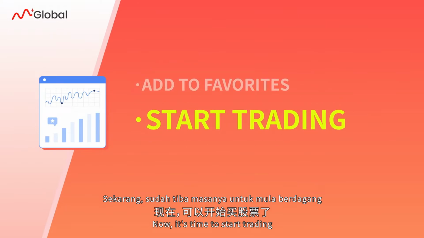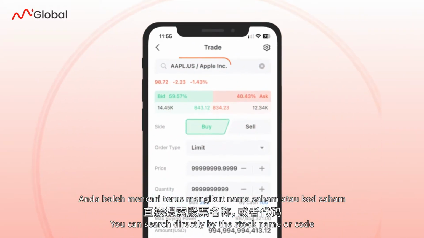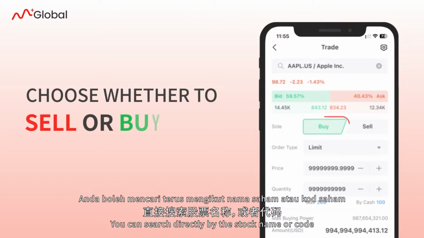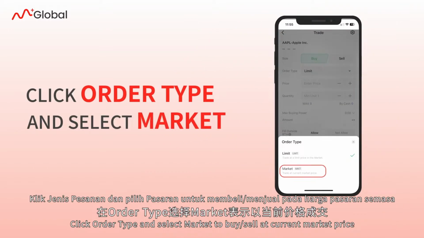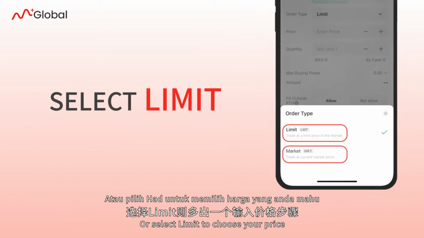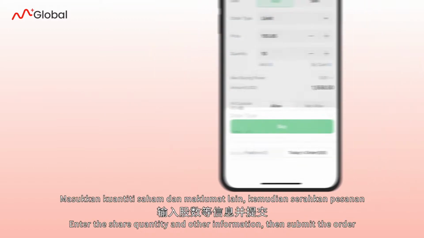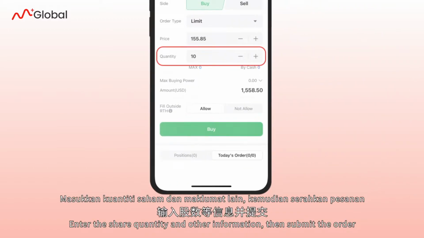Now it's time to start trading. You can search directly by the stock name or code. Choose whether to sell or buy, click order type and select market to buy or sell at current market price, or select limit to choose your price. Enter the share quantity and other information, then submit the order.